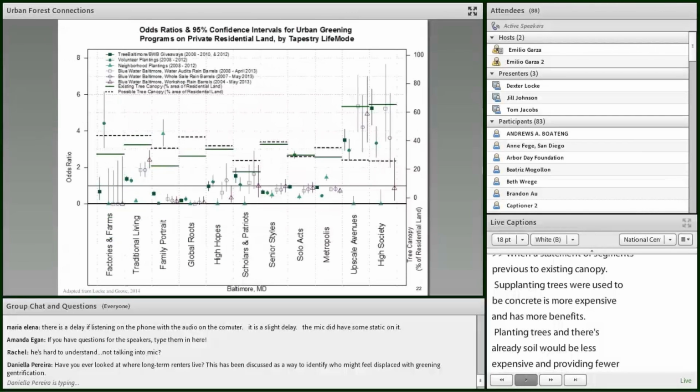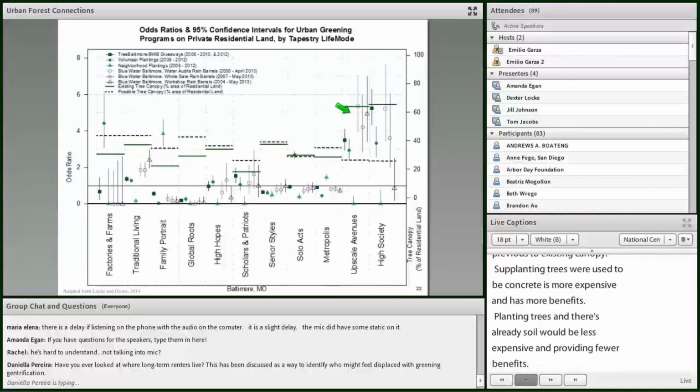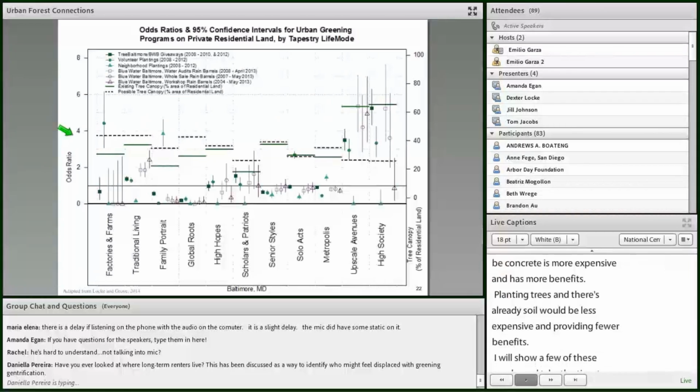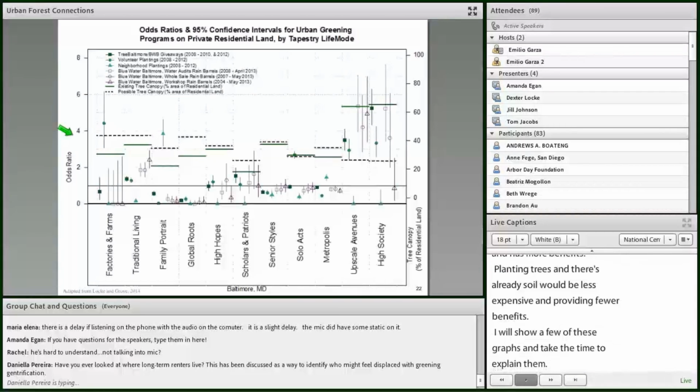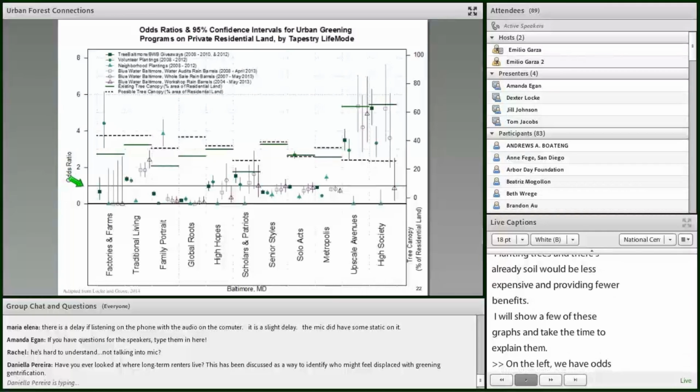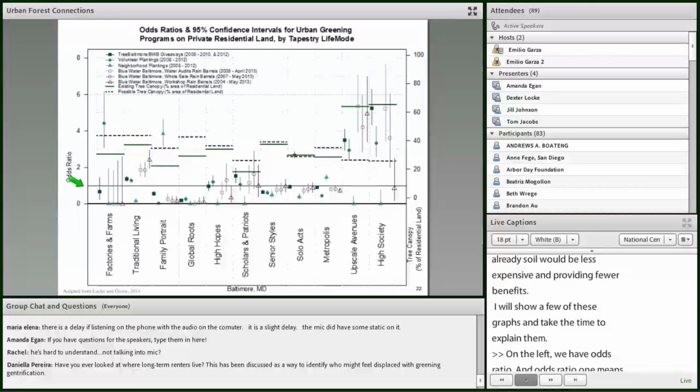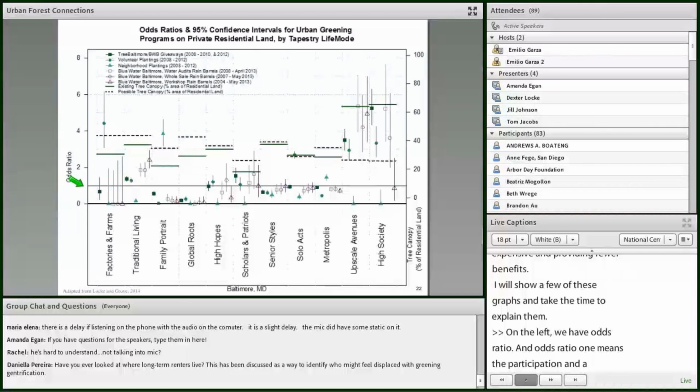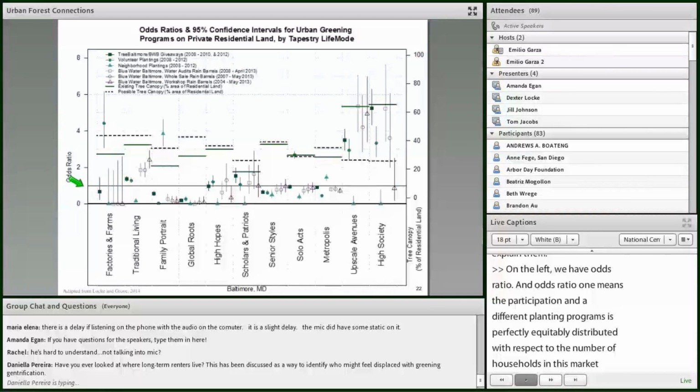I'm going to show a few of these graphs, so I'm going to take some time to explain it. On the left, we have what's called odds ratios. And the important thing here is the 1. An odds ratio of 1 means that participation in these different planting programs is perfectly equitably distributed with respect to the number of households in those market segments. So if 10% of the population was classified as soloacs and they received 10% of the trees, then they would have an odds ratio of 1.